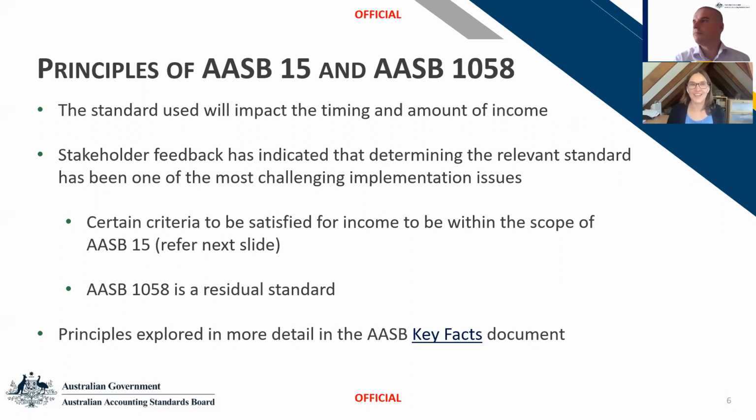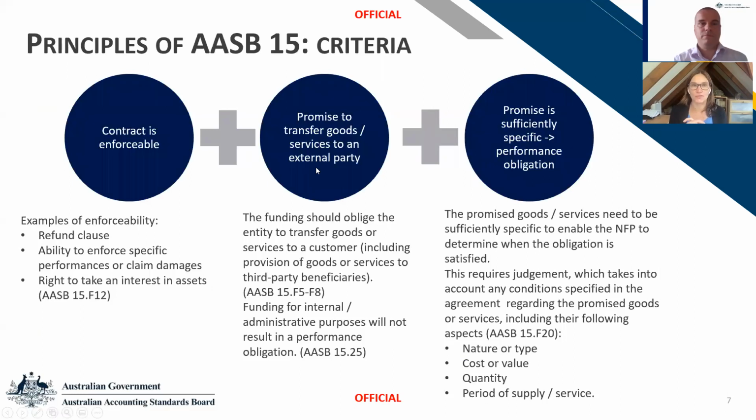Fantastic. All right. So if we start looking, and Freddie's given us some information about the fact that we do have 2 standards, and hopefully you're all familiar with the fact we do have 2 standards for income, for revenue of not-for-profits. So what I wanted to do is explore, first of all, how we get into one standard or another. So Freddie used the terminology that 1058 is a residual standard. So that means you fall in there if you're not somewhere else. So let's have a look at how we get into AASB 15.